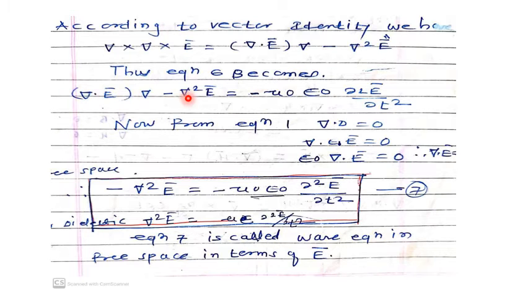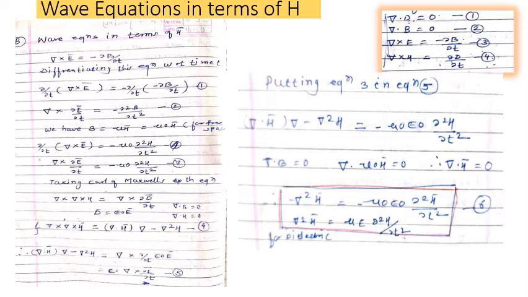Therefore what does the equation become? Minus del square E bar as it is, and the remaining term is the same, that is minus mu 0 epsilon 0 del 2 E bar by del t square. So this is the wave equation for free space. And for dielectric we can represent this equation, where mu 0 epsilon 0 is denoted by mu epsilon. Therefore for dielectric we can write del square E bar is equal to mu epsilon del 2 E bar by del t square, and equation 7 is called the wave equation in free space in terms of E bar. So next is the wave equation in terms of H bar.